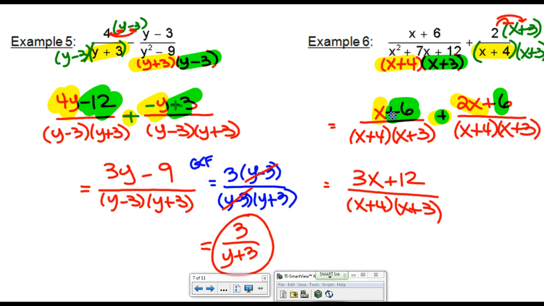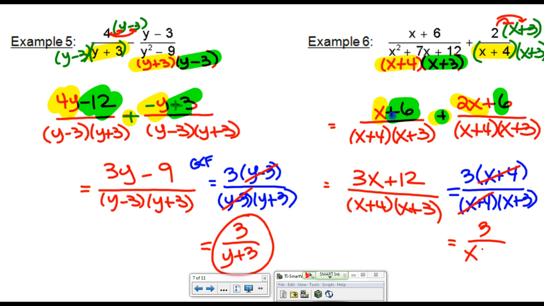And now we have to see if this can reduce. The adding part is done. Now we have to reduce. And it may not reduce. I've been giving you a lot that can, but it may not. Let's see. There's a 3 factor in the numerator. The denominator is already factored. There are, in fact, common factors of x plus 4. So factoring them out, I get 3 over x plus 3, which is basically almost the answer we got in 5. That was pretty neat.